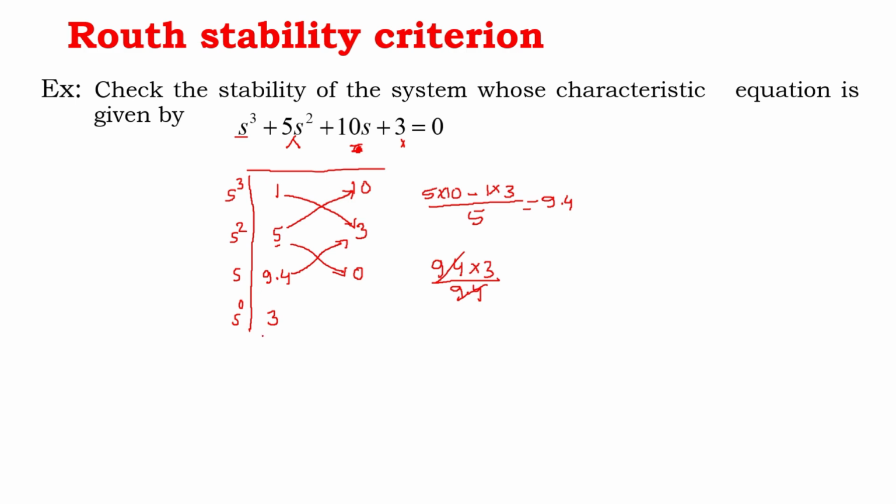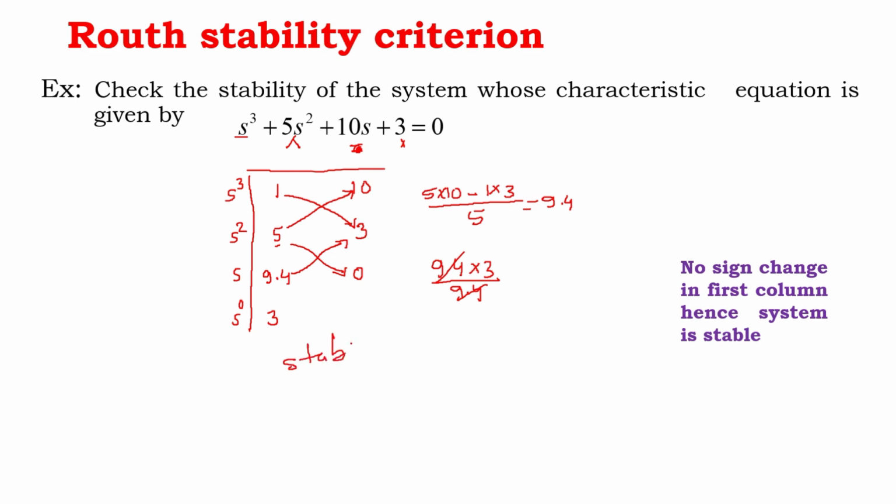Look at the first column here. All signs are plus, plus, plus only. The minus is not there. So by default we know that it is plus, plus, plus, plus. That means the first column has the same sign, there is no sign change, hence the given system is, or you can say that, a stable system.